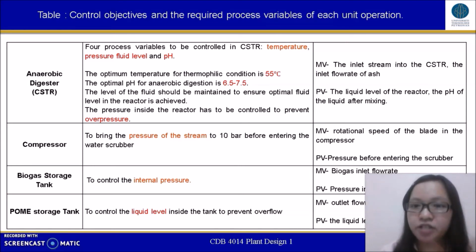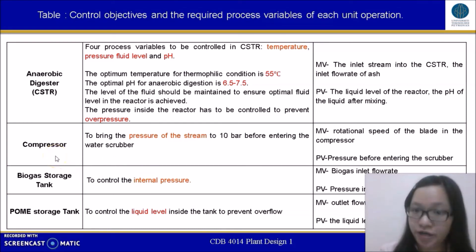Second one is the pressure, fluid level, and also the pH. The optimal temperature for thermophilic conditions is 55 degrees Celsius, while the optimal pH for anaerobic digestion is 6.5 to 7.5. The level of the fluid should be maintained to ensure the optimal fluid level in the reactor is achieved. And also, the pressure inside the reactor has to be controlled to prevent overpressure.